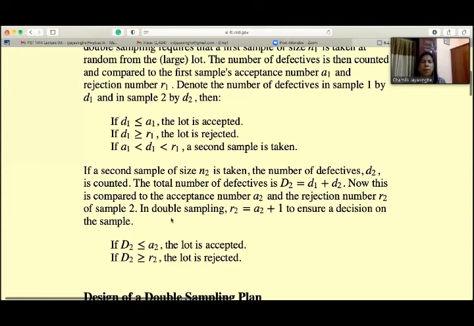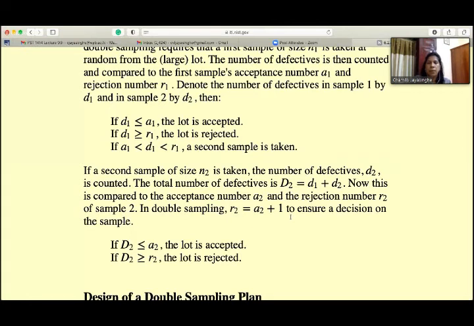But in the case of R2 in double sampling, R2 equals A2 plus 1, to ensure addition on the sample. So here they do not keep a big margin in the second situation. In the first situation there may be a big margin, but when they come to the second situation there is not a big margin, because there is no chance actually. If there is a small chance they have given, if the sample is still not good, still there are a lot of defectives, they will reject the sample.